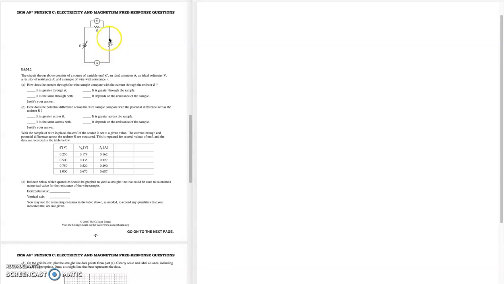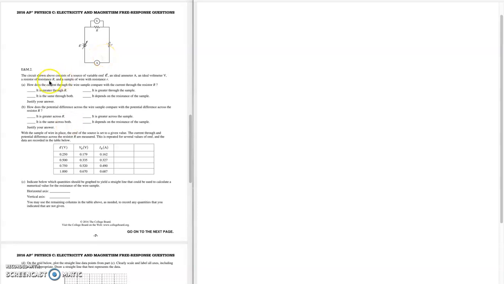We have a wire sample over here. That's just going to be another resistor. And we have initially an ideal ammeter. Later on they're going to change that. An ideal ammeter, which means it has zero resistance and it does not affect the overall resistance of the circuit and therefore the current.